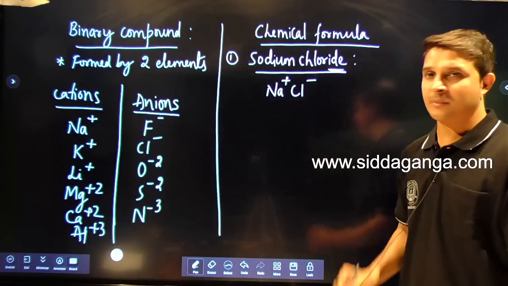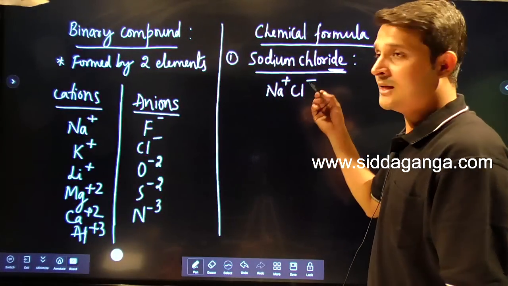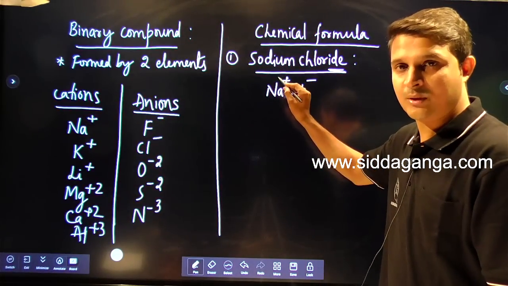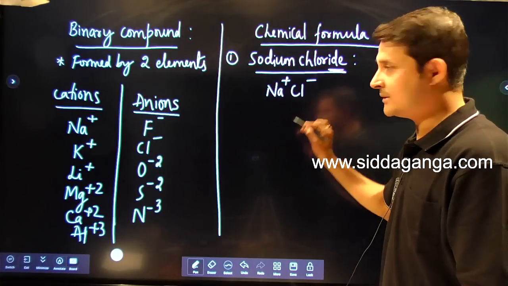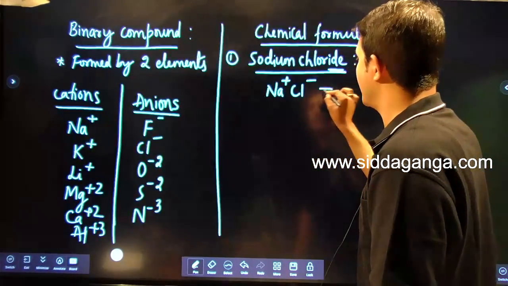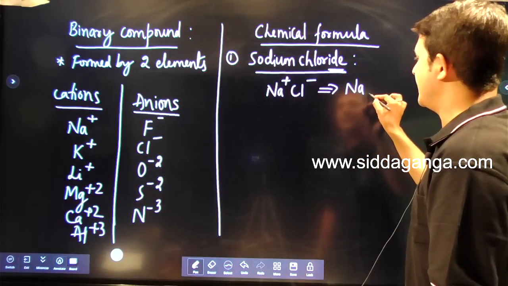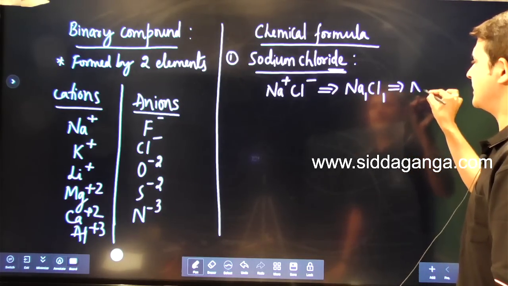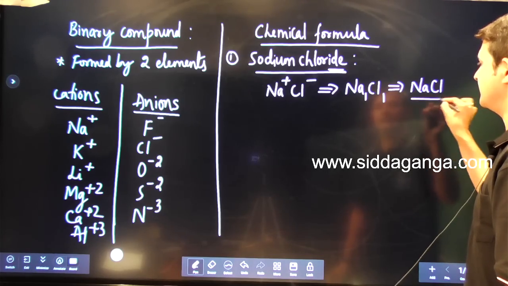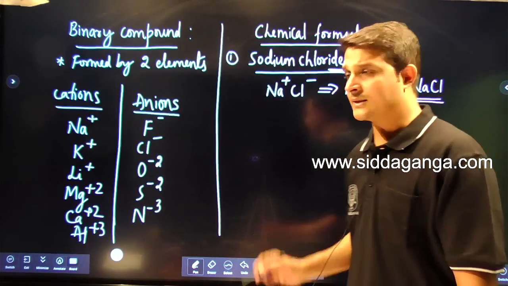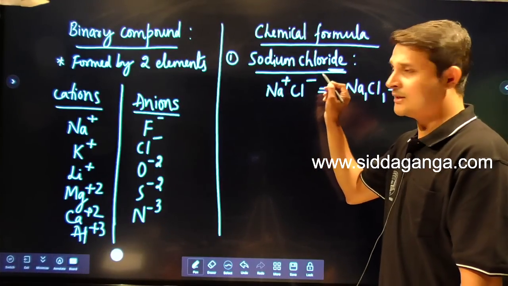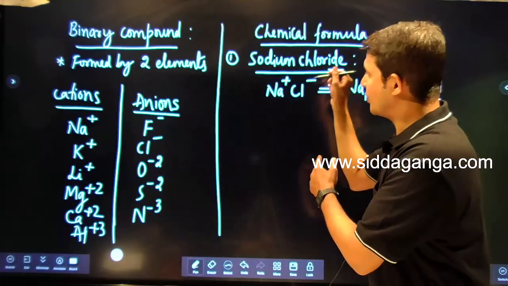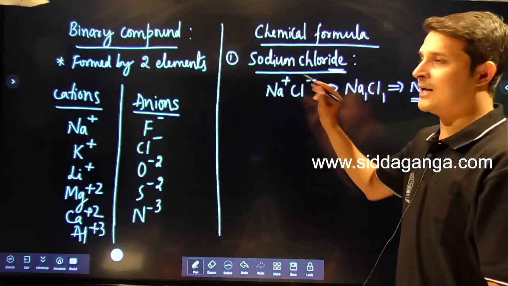So how do we write its formula now? NaCl itself is the formula. How? Because the charge on sodium is +1 and Cl is -1. When we cross multiply, Na becomes 1 and Cl 1, which is simply written as NaCl. So there is the cationic charge and the anionic charge; when we are writing the formula, we need to cross multiply the valency present.